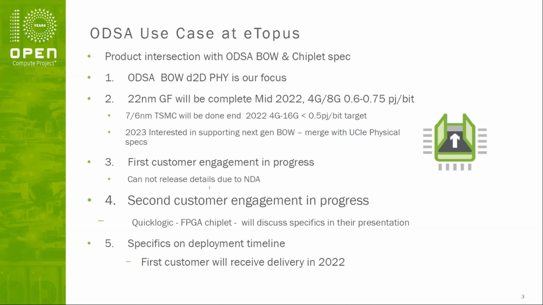And in 2023, we will be looking at how to extend BoW, and we will participate in, I don't know whether it's going to be BoW 2.0 or whatever BoW becomes, and also this new UCIe specification. So specific to the timeline, again, we will deliver our first solution in a few months, and the 7/6 towards the end of the year. Next slide, please.